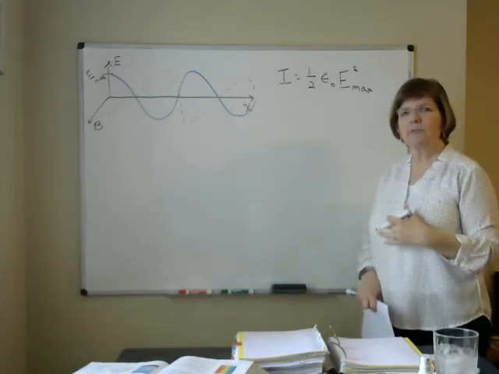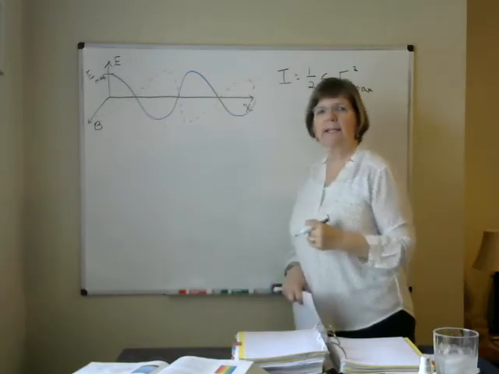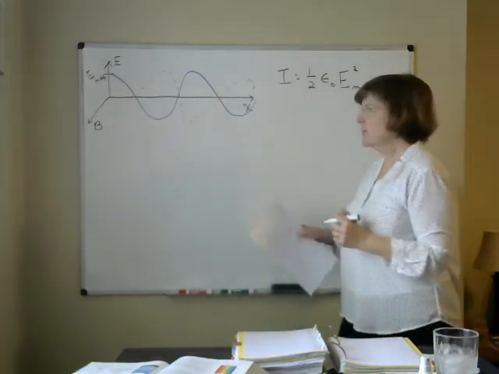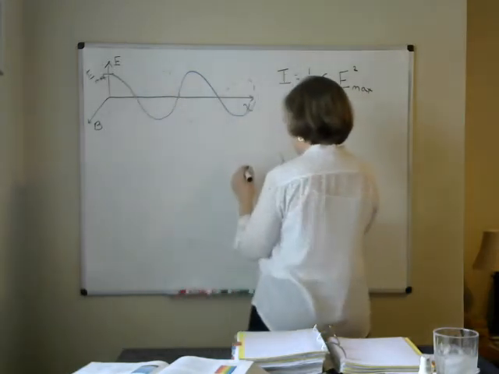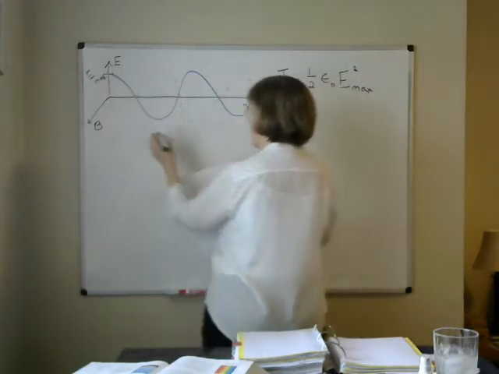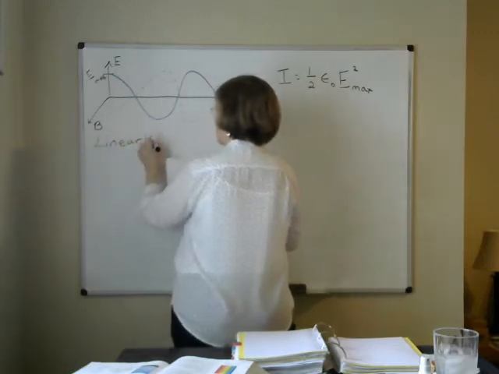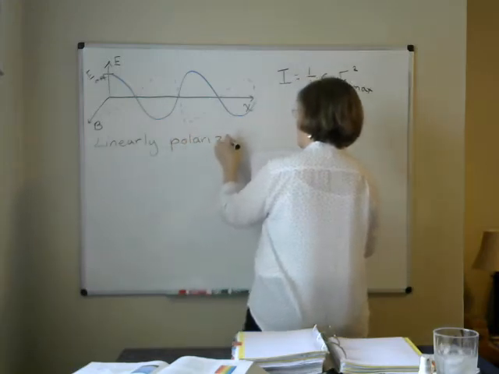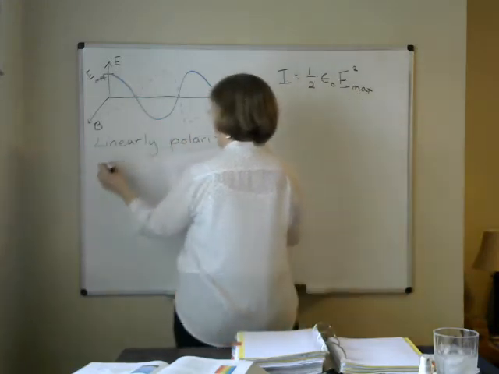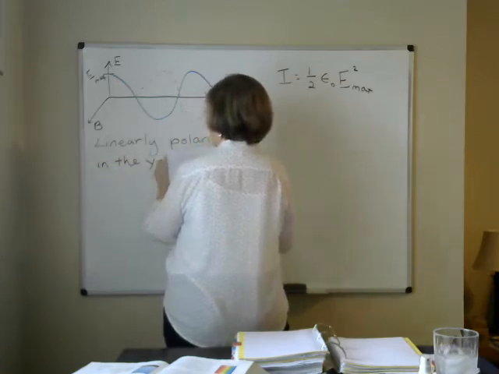Most light is not polarized. Most light would have the electric field oscillating in all different directions. But if it only can oscillate up and down the way we've drawn it, it's linearly polarized. This is an example of linearly polarized light in the y direction.